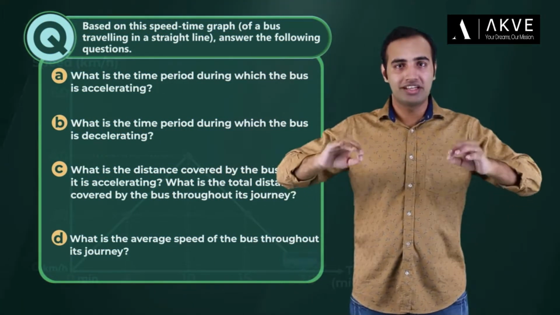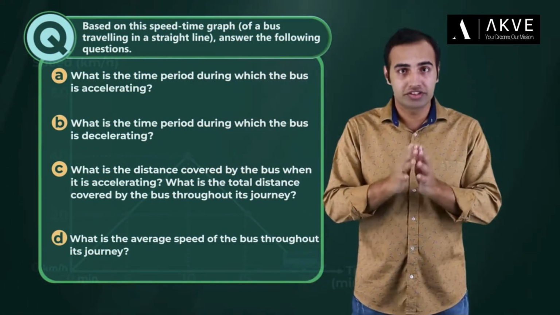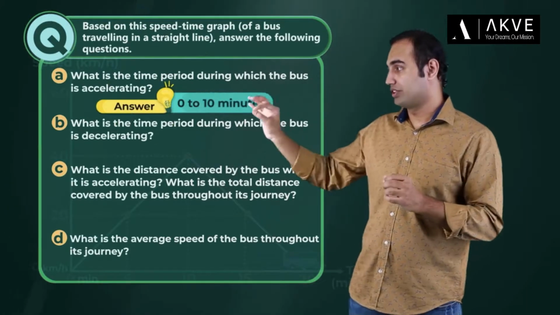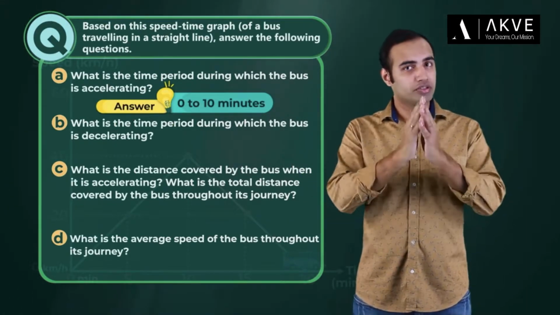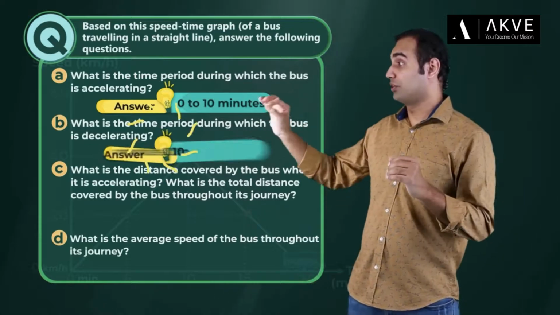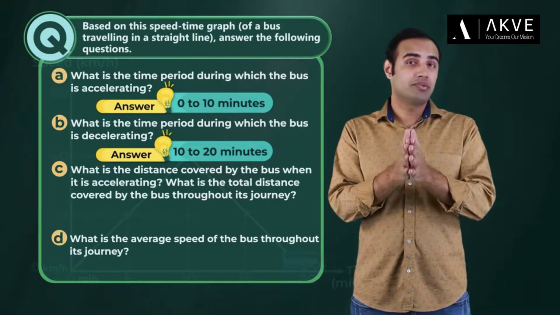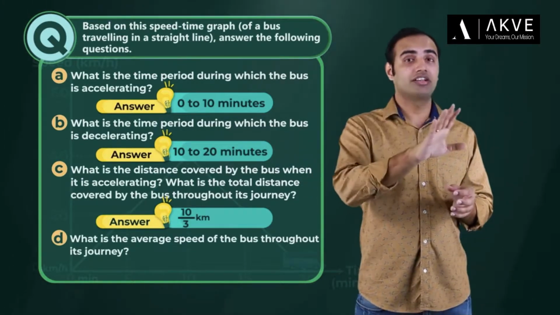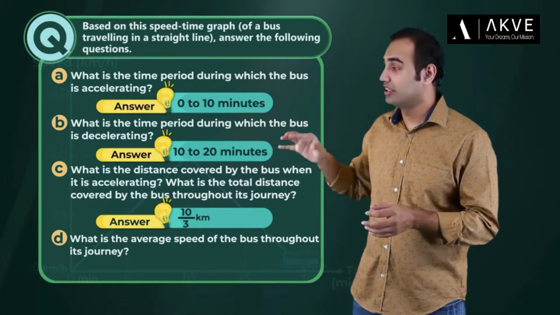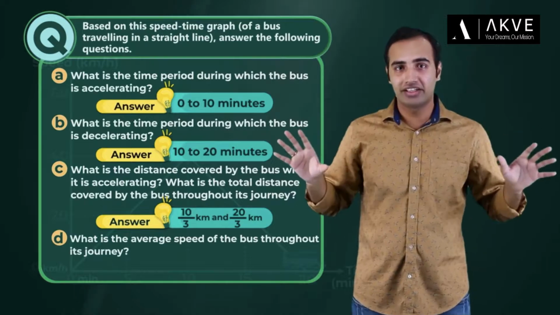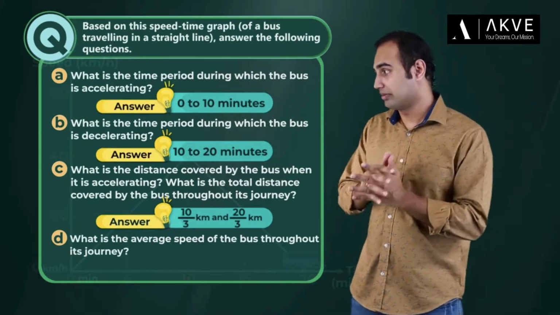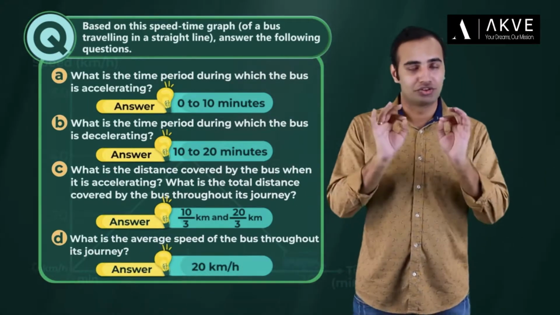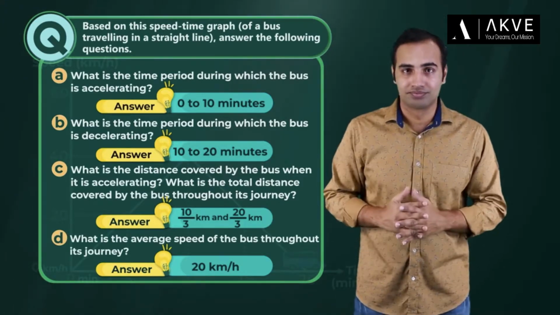Okay guys, time to see the answer now. So the time period for which the bus was accelerating is between 0 to 10 minutes. The time period for which the bus was decelerating is between 10 to 20 minutes. The distance covered by the bus during its acceleration phase is 10 by 3 kilometers, and the total distance covered by the bus throughout the course of its journey is 20 by 3 kilometers. And finally, the average speed of the bus is nothing but 20 kilometers per hour. Let's go ahead and see the solution.